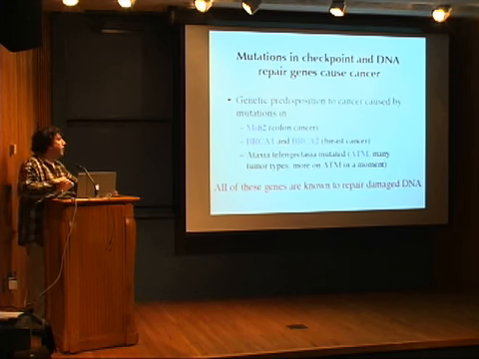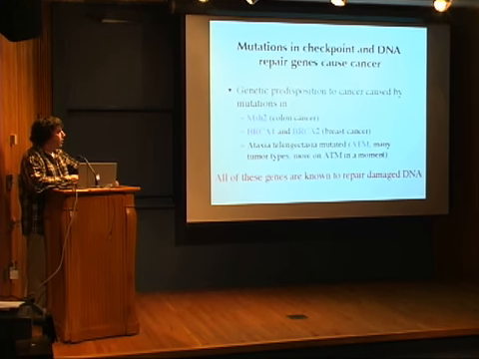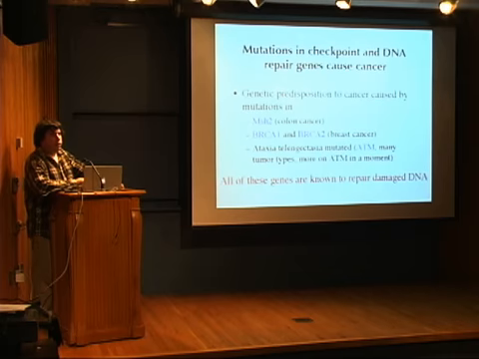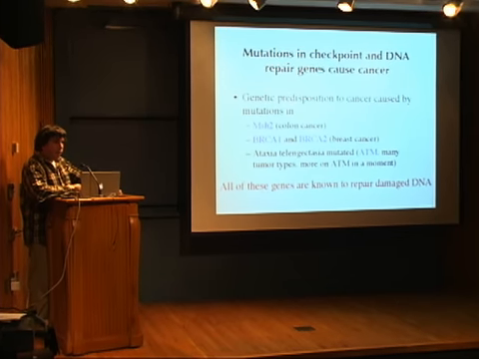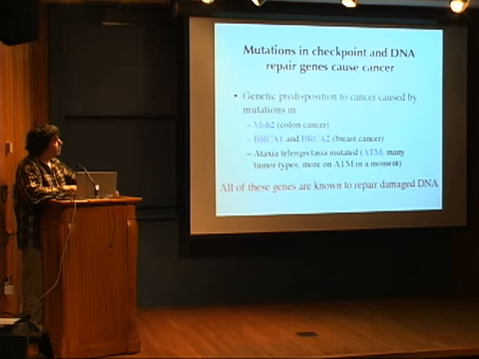Two more prominent examples of how having a mutation in a checkpoint or a genome guardian gene, if you will, can predispose one to cancer come in the example of BRCA1 and BRCA2, which are two genes that are known to predispose women to breast cancer as well as ovarian cancer. I'll talk a little bit about more of these in a moment.